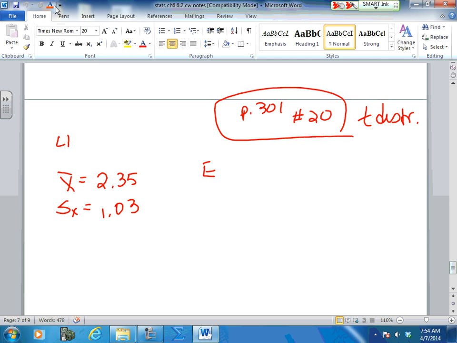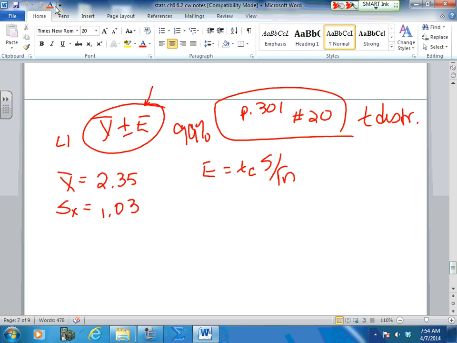So, two things. We had to do a 99% confidence interval. So, we could do this. Our goal is to do this. Make your margin of error. Make your interval. This is our goal. This will give me my confidence interval. So, how did we look up the TC? How did we look this up?